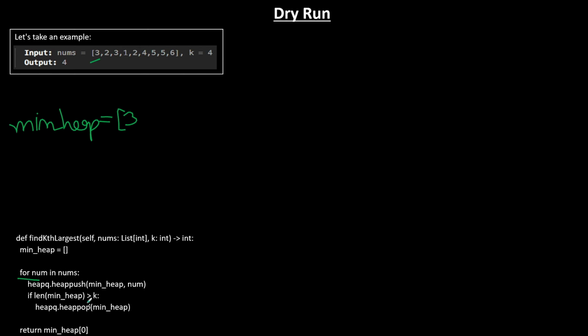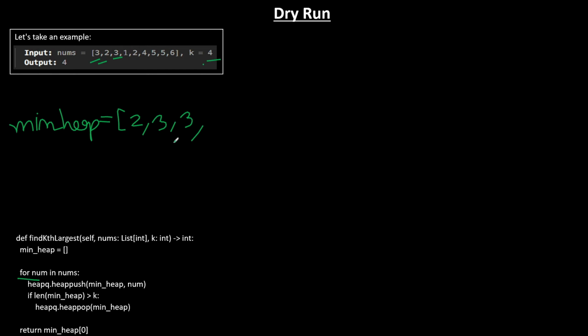We will check: is the length greater than k? It is 1, and k is 4, right? Since it is not, we will move ahead. Then we will push 2. Now this will keep on getting heapified again and again when you push, so it will become 2 and 3. Since again it's not greater than 4, we will come again.